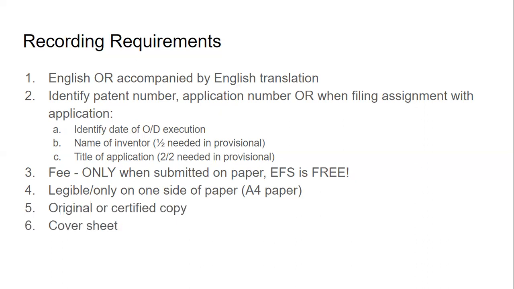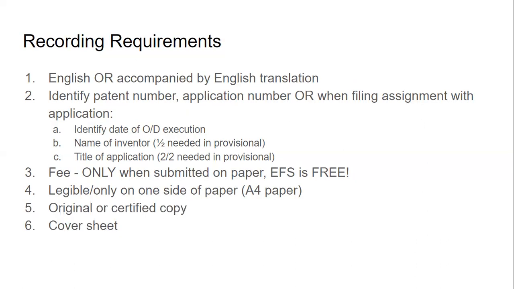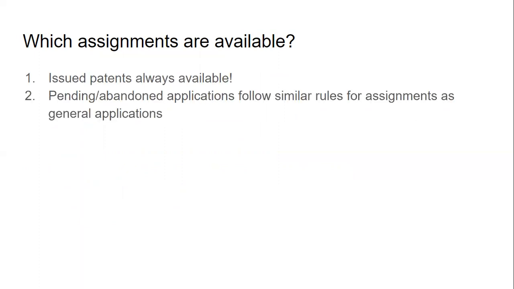And then be accompanied by a cover sheet. And the cover sheet, what needs to be on that is all in MPEP 300. And if that was a question, I would just look that up. I wouldn't necessarily memorize that. As far as which assignments are available, kind of follow the same logic as which applications are available, right? So issued patents, the recorded assignments are always available there. For pending or abandoned, it's pretty much the similar rules for assignments as general applications.